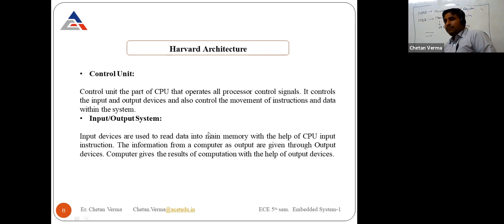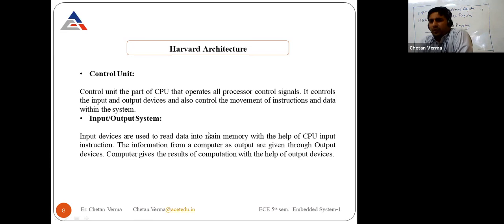So there are a number of controlling phenomena that should be handled by the control unit. It can operate your different processing signals. You have to control that. Okay. Next one is now the input and output system.